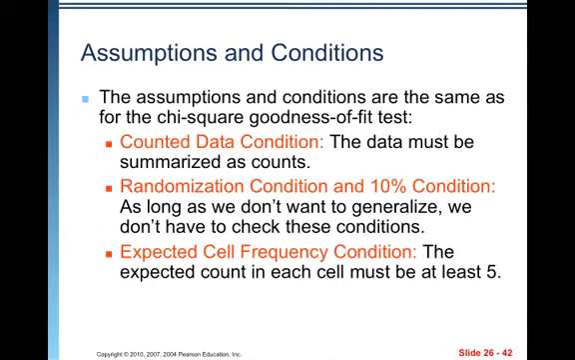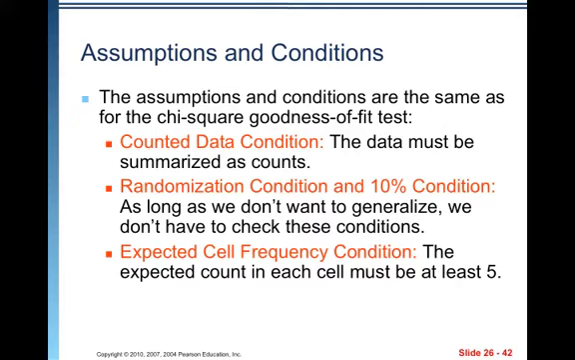All right, the assumptions and conditions are the same as the chi-square goodness of fit test. So we're looking at the counted data condition, randomization condition, and expected cell frequency condition. The counted data condition, again, is that the data must be summarized as counts. It has to be categorical data to start with, and then you're summarizing them as counts. Randomization and 10% condition: as long as we don't want to generalize, we don't have to check on these conditions. The whole reason behind the randomization condition is that you want something representative if you want to be able to generalize. So just bear that in mind.